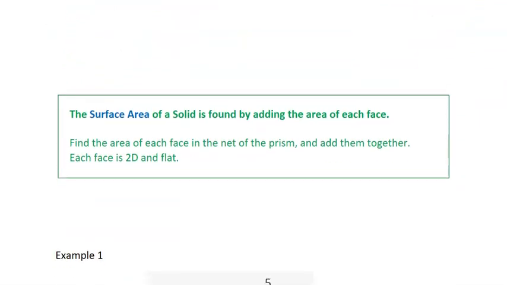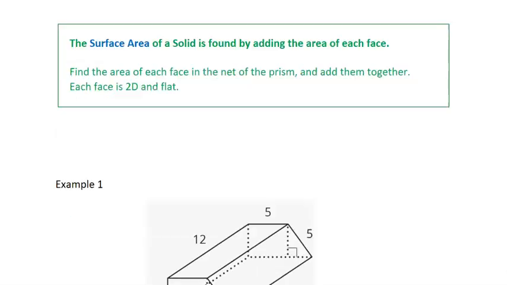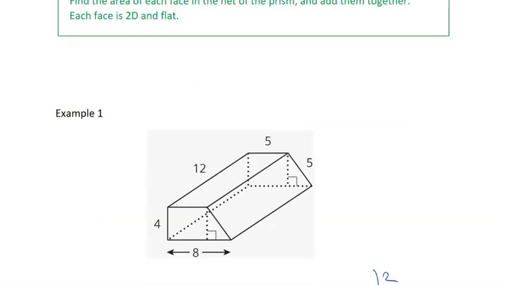Moving on to surface area. Surface area of a solid is found by adding the area of each face. So you need to think about laying that prism flat, getting the net of it, and then of course getting the area of each of those faces and adding them together. So think about that for this example that we had above. Please see if you can give it a go. You need to consider each of these faces individually.